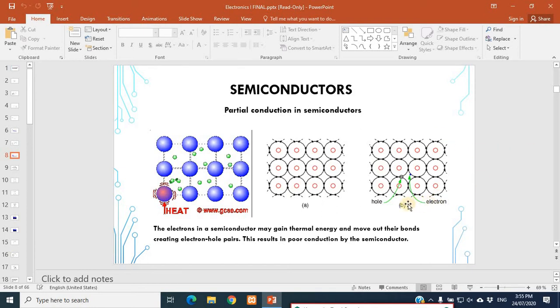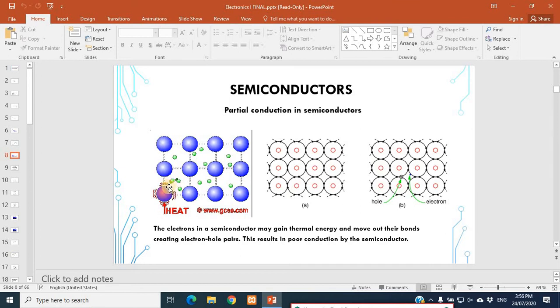So here again, as you can see, this is actually a silicon material. Now, let's say that heat is applied to one of the atoms here. So the electrons in the bonds that have been formed also gain heat energy. And by so doing, they can use that energy to break off from the bond. Now, when it breaks off, the atom creates a hole or a vacant position, a position where it leaves. So what is happening?